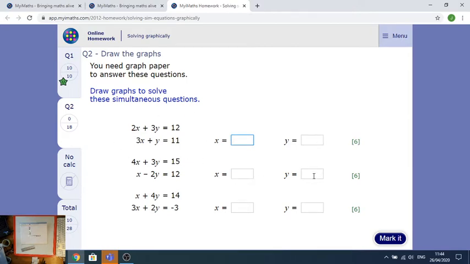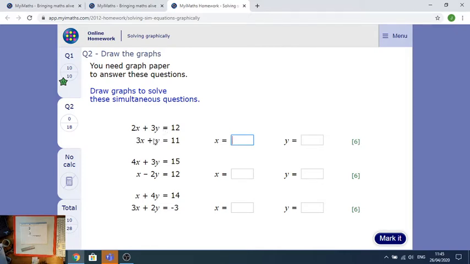The second question, we've got to find an x and y that works in both of these equations together. And the third question, we've got to find an x and a y that works in both of these equations together. So I'm going to do that by drawing their graphs. I could do it with algebra and multiplying equations up and eliminating variables, but this exercise does ask us to do it with graphs, so we will do it with graphs.